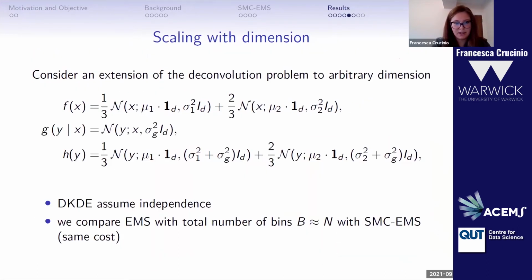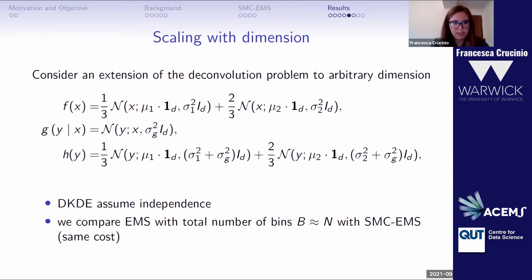The last example that I have is, again, a bit of a toy example, a deconvolution problem in D dimensions. The reason why we looked at this is because one of the strengths of particle methods is that they should scale well with dimension. So we checked that. In this case, we cannot use the convolution kernel density estimator, and EMS gets very expensive.